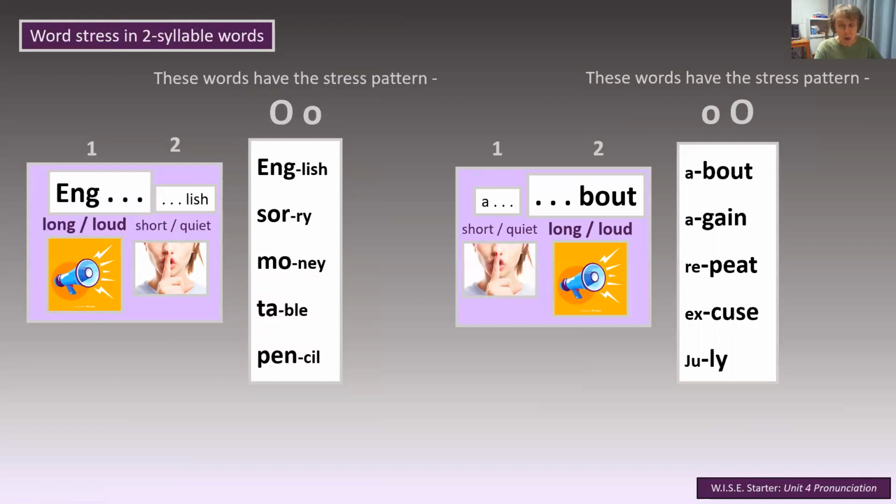These two-syllable words have the stress on the second syllable. The second syllable is loud and long. Let's read these, everybody. About, again, repeat, excuse, July.